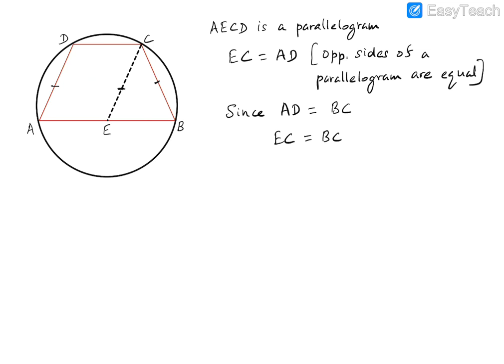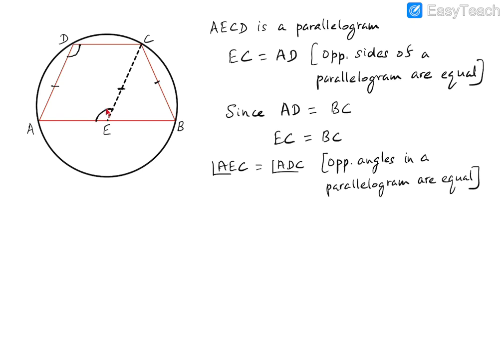The next thing we notice is that the parallelogram AECD must also satisfy the property that the opposite angles are equal. We have the opposite angles, angle ADC over here and angle AEC over here. These two angles must be equal to each other because AECD is a parallelogram. So angle AEC is equal to angle ADC, because opposite angles of a parallelogram are equal. So we have this relationship now.